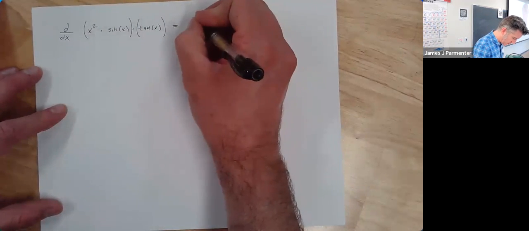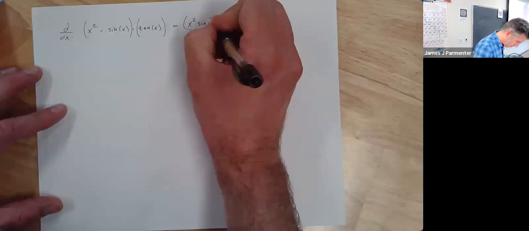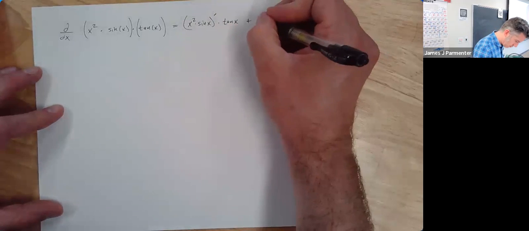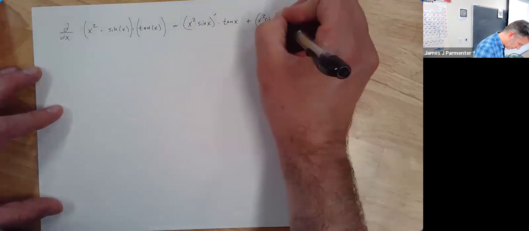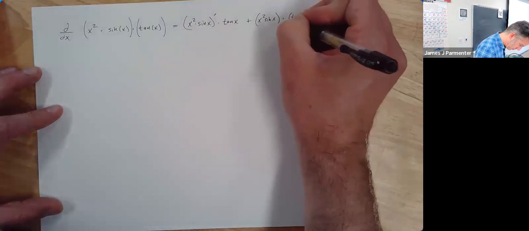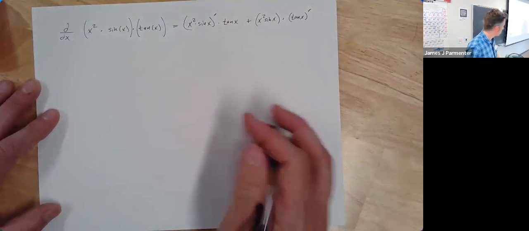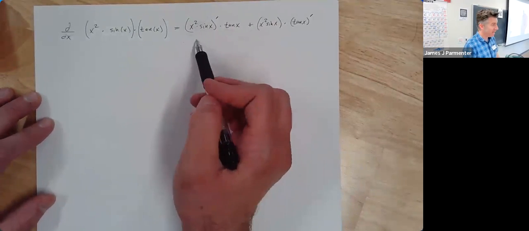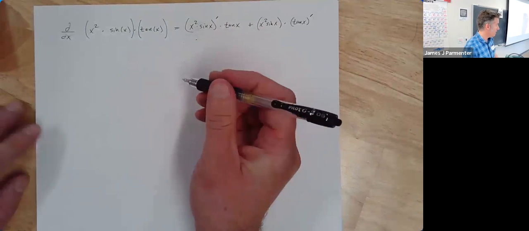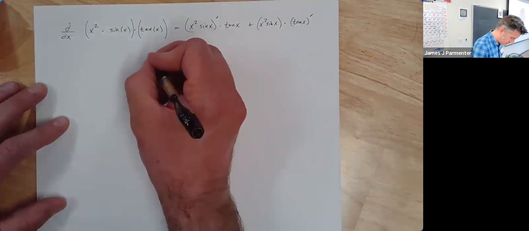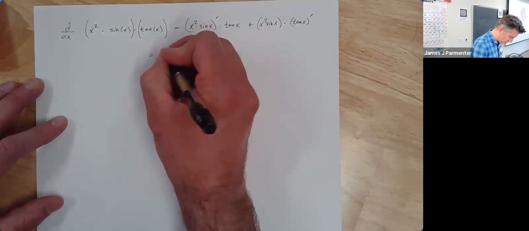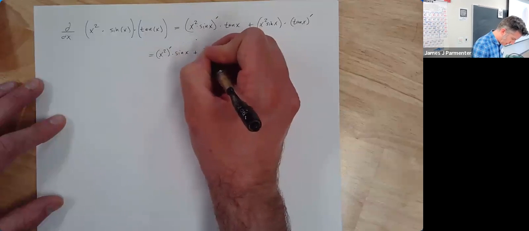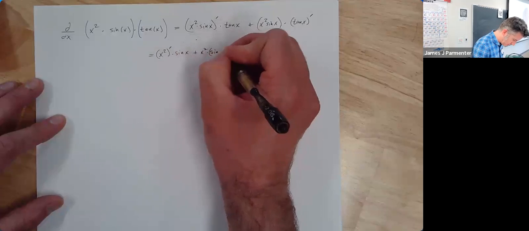So it's going to be the derivative of the first part times the second part plus the first part times the derivative of the second part. Okay, good so far. But now check this out. For the derivative of x squared times sine, we have to use the product rule again. So the derivative of x squared times sine is going to be the derivative of x squared times sine of x plus x squared times the derivative of sine of x.